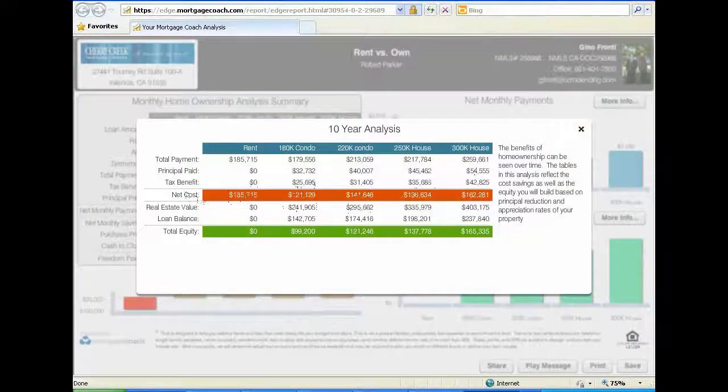So their net costs, this guy still put out $185,000, but because this guy got money back from the equity along with the tax benefit, he's only at $121,000. And then because this one, he doesn't own any real estate, the house value went up. And if you took the net costs and the real estate value, you would get the $142,000. Okay, so the loan balance is actually the principal paid minus your original balance. Let me start over here. Your loan amount minus your principal paid, you would get your loan balance. And then the total equity out of that would be $99,000. So you'd be $99,000 richer, up to $165,000, depending on that.